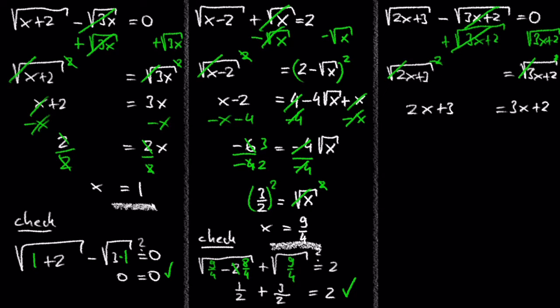Let's move the 2x to the right-hand side by subtracting 2x and move the 2 to the left-hand side by subtracting 2. One equals x. Let's check our solution, because we have an even root index.